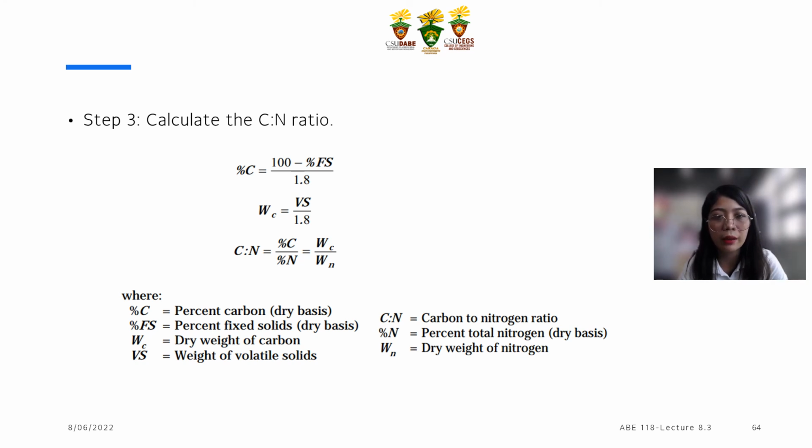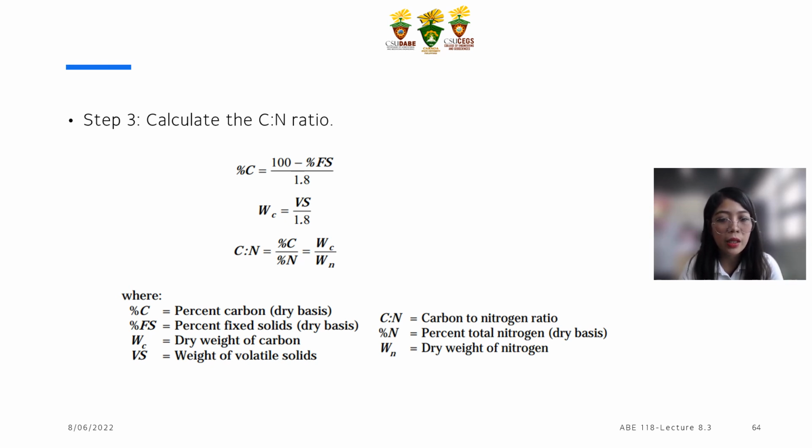So typical values for various selected agricultural waste were discussed in the previous chapters. So the CN ratios for various waste products and amendments are also in the table that I will show later, the one I showed a while ago.